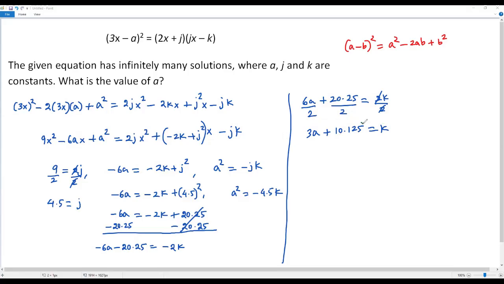Now let me plug in this expression for k in this equation. Then we get a square equals negative 4.5 times, for k we can plug in the expression, then I'm getting 3a plus 10.125. Actually, it is a quadratic equation in terms of the unknown a. Now, we can use Desmos Graphing software to solve for a in this equation. Okay, now let me go to Desmos Graphing software.